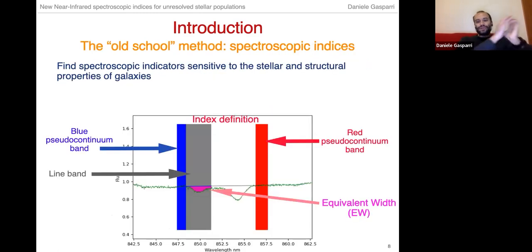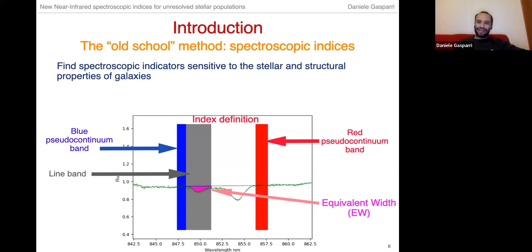There is also the other method. It's called the old school method because it's a method developed since the 70s of the 20th century, which is focused on finding some indicators, some absorption lines in the spectra sensitive to the properties of the stellar population. So this is the idea of a spectroscopic index. A spectroscopic index is just an absorption line which we know is sensitive to a variation of age, metallicity, alpha enhancement, or to a variation of stellar parameters or structural parameters. So we define an index with a band on top of the line we want to measure.